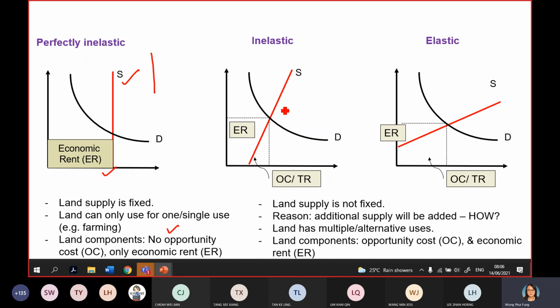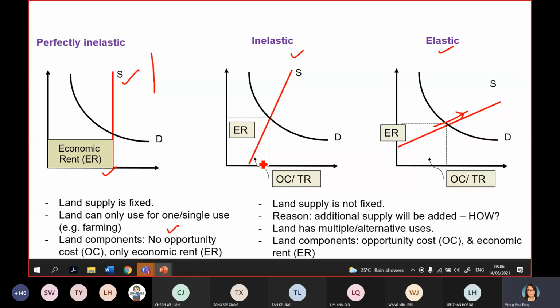But when you have two choices, there are two scenarios. Whether your supply is inelastic, so you can see the slope is a bit steep, and the second scenario is that supply is elastic. You can see that the slope here is a little bit gentler. So in these two graphs, you can see there are two components given here. One is opportunity cost, which is similar to transfer earnings. The other one is the economic rent.